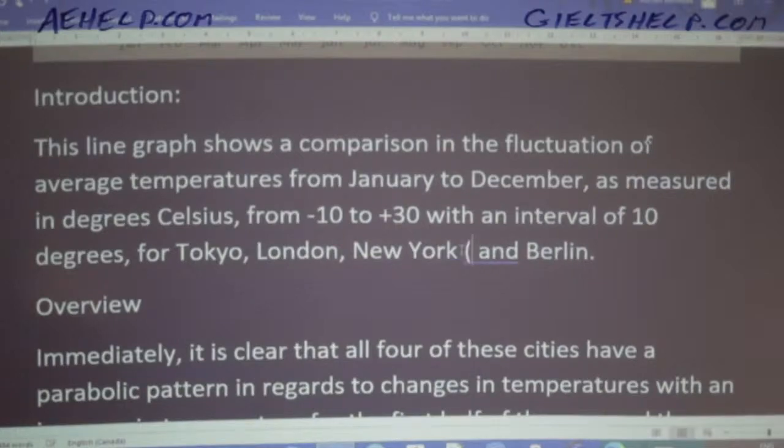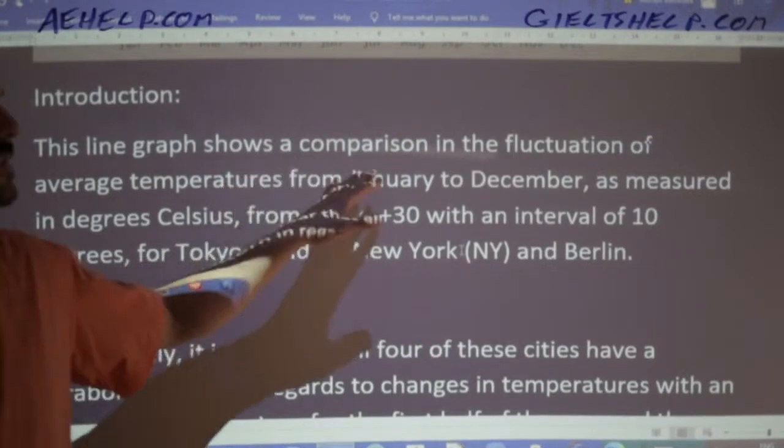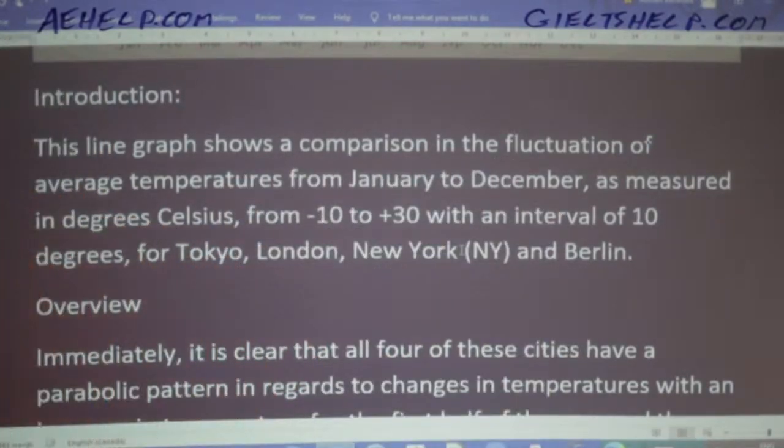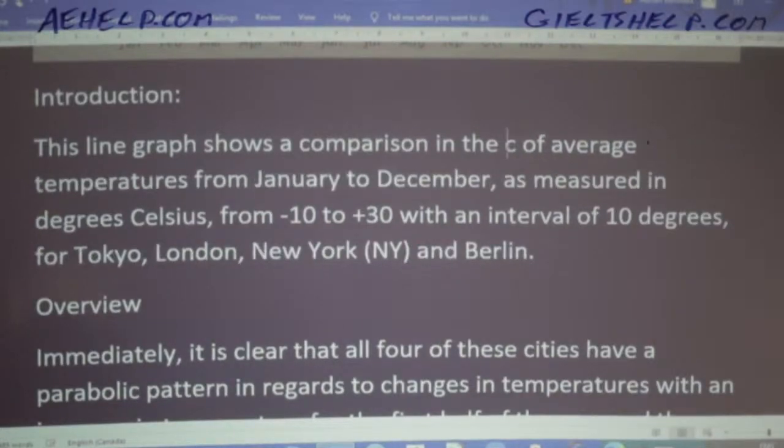So I'm going to use the synonym after. Okay, New York, again, just a reminder. I don't like the word fluctuation because that means up and down. And although it's okay, I want to use a more precise word. So this line graph shows a comparison in the... I'm just going to keep it change of average temperatures.